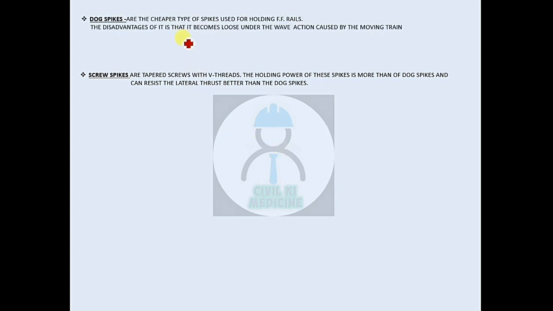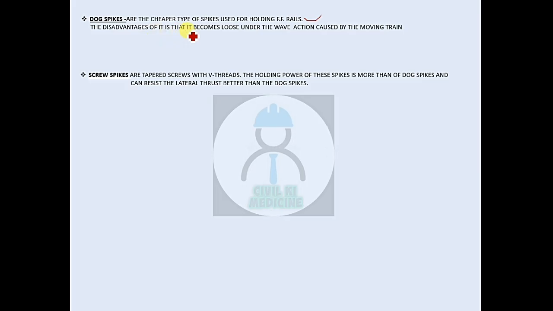So the dog spikes are the cheaper type of spike used for holding FF rail. FF rail means flat-footed rail. The disadvantage of it is that it becomes loose under the wave action caused by the moving train, because when a train moves, it creates a vibration. Due to long vibration, it creates wave action, and due to wave action the dog spike becomes loose.